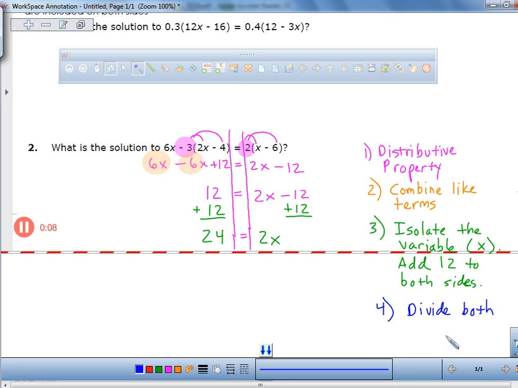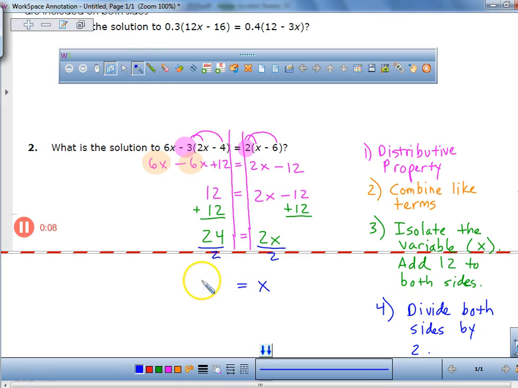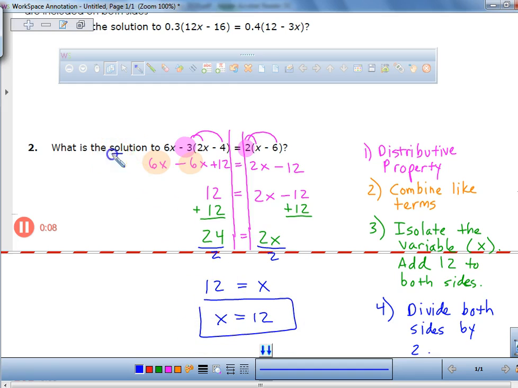When I say both sides, what am I referring to? Both sides of the equal sign, right. Divide both sides by 2. Divide this side by 2. Divide this side by 2. All right? And x is equal to what? 12. That's right, 12. So 12 equals x. We can also write x equals 12. And that is the solution for problem number 2.